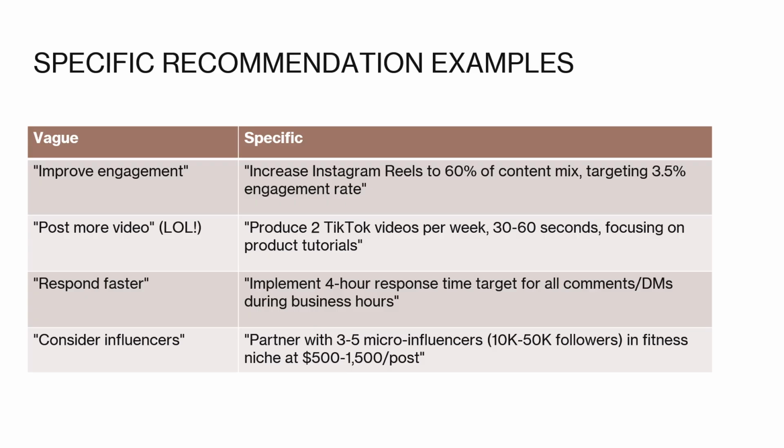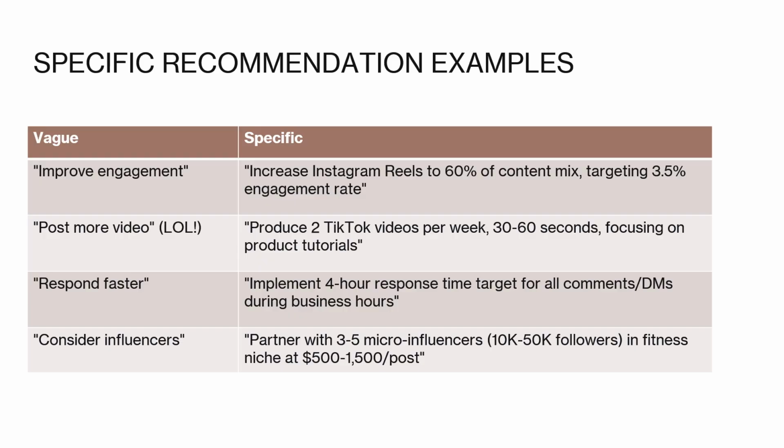Here's a little bit of a cheat sheet. On the left, you have some horrible, vague recommendations that I know you would never write. They're pretty much caricatures of vague recommendations. But what you should look at are the specific ones on the right. So instead of improve engagement, you have increase Instagram Reels to 60% of content mix, targeting 3.5% engagement rate. Instead of post more video, you have produce 2 TikTok videos per week, 30 to 60 seconds, focusing on product tutorials. Instead of respond faster, you have implement 4-hour response time target for all comments, DMs during business hours.